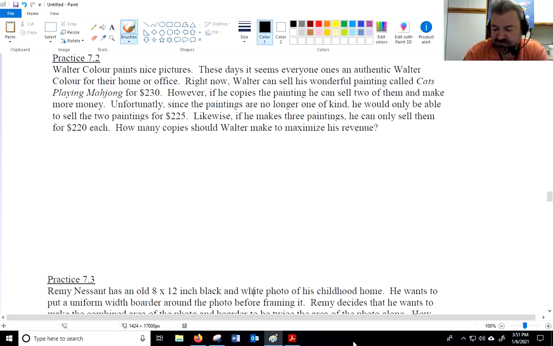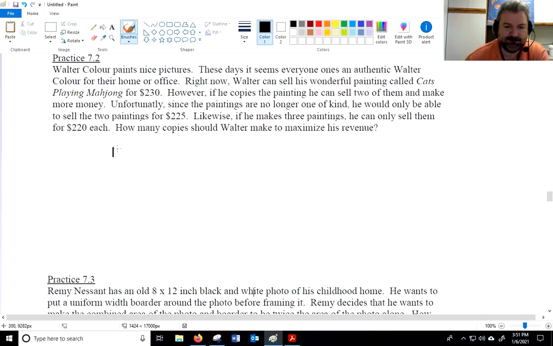So as a painter, Walter realizes that the price of the painting is going to go down as he reproduces it multiple times. So in this case, I would argue we couldn't go negative like we did in the last problem because you can't have a negative amount of paintings. So he's stuck at that 230 price. So let's take a look.